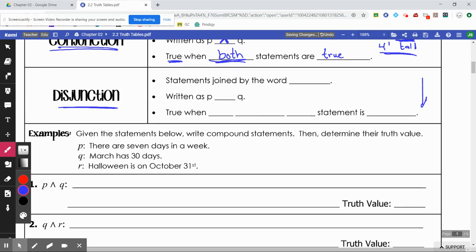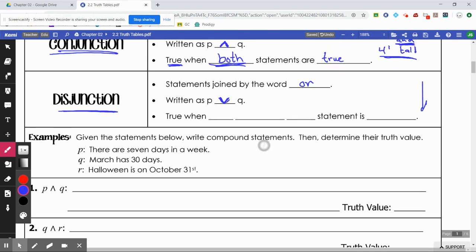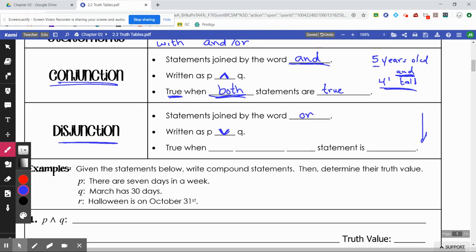Now let's talk about a disjunction, though. Disjunctions are statements joined by the word or, and it's got the upside down V-shaped symbol, P or Q. You can use the exact same example from above, except what if this were an or instead of an and? 5 years old or 4 feet tall.